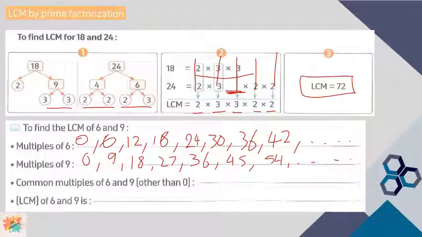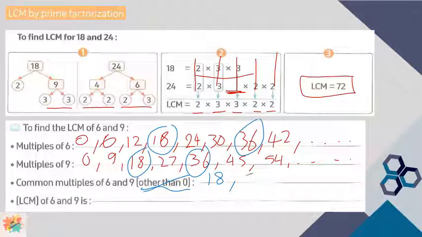What are the common multiples other than 0? يبقى أنا هكتب النمبر except 0. So we have between here and here. It's 18. Okay. What else? It's 36. Excellent. And so on that we have more. What is the LCM between them? That is 18. اوكي يا اصحابي، يبقى least common multiple بنجيب اصغر number ما بين الcommon كلهم other than 0.